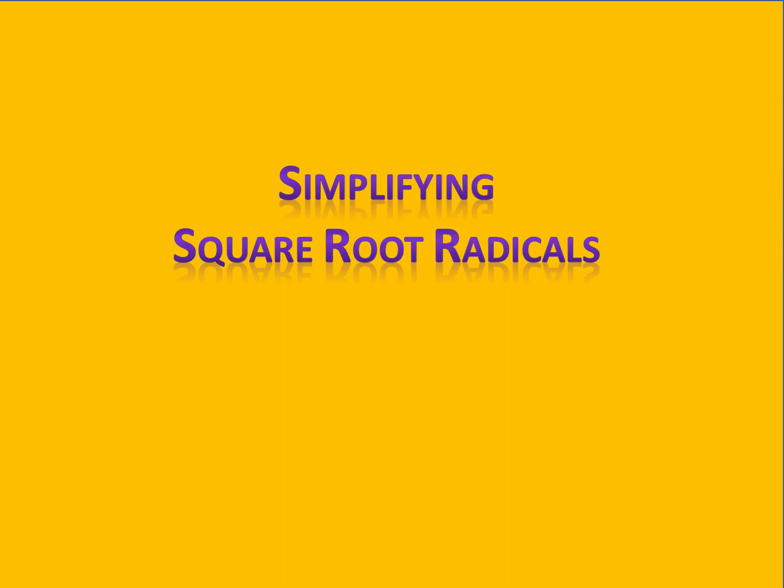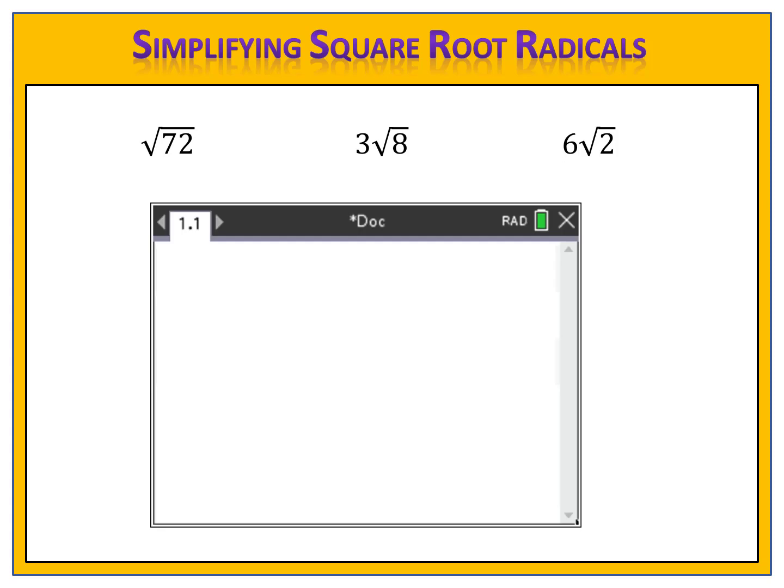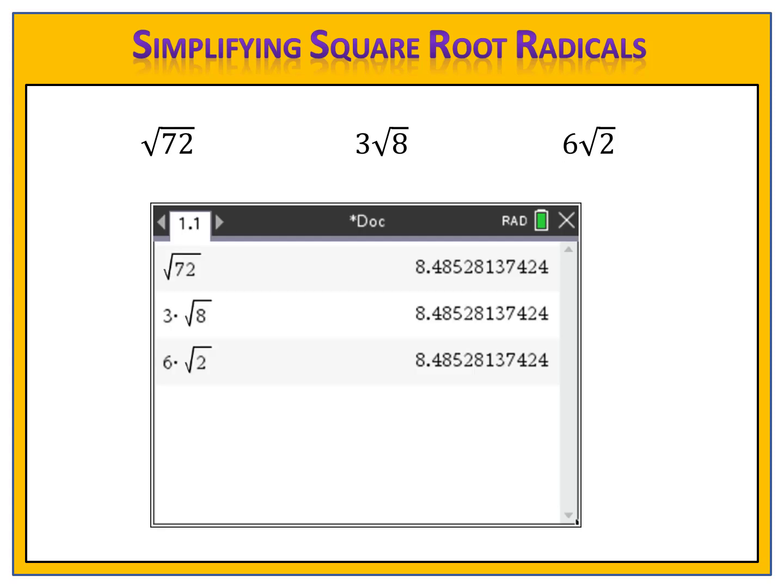In this lesson, we're going to learn how to simplify square root radicals. Let's take a look at a situation. 3 students are working on a math problem. They came up with 3 answers that look distinctly different. They argue for a little while over who's right, and then they decide to type each of them into the calculator. When they do that, they find that each of those radicals comes out to be the same decimal.